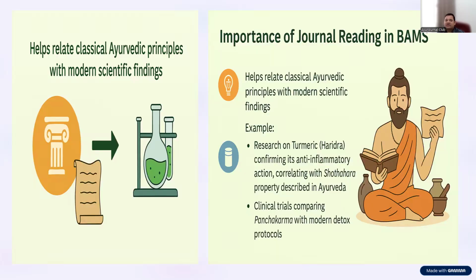So how is it going to help? You can see some examples are given also. It helps relate classical Ayurveda principles with modern scientific findings, like research on turmeric, haridra, confirming its anti-inflammatory action, correlating with the Shothahara property described. We already know turmeric is Shothahara, but we have to prove how it acts, what the dose will be, or in which particular disease we can use this turmeric. Okay, so these things are already being done.